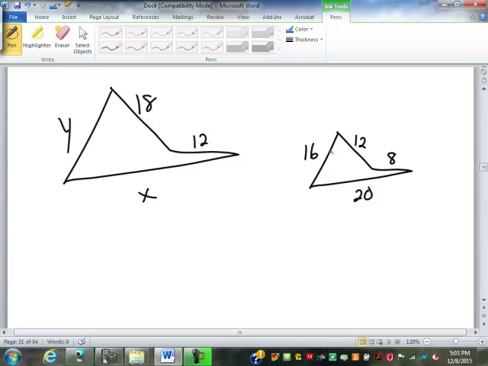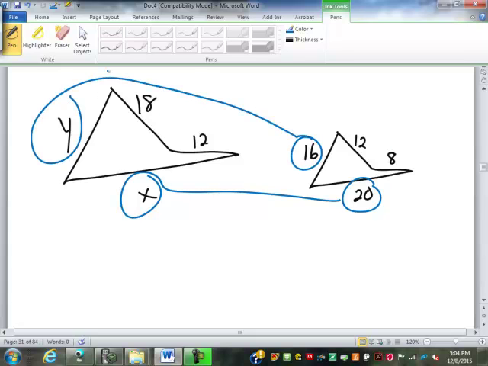Well, I have to find two sides that match up with each other that I know the lengths of. And I actually have two pairs of those here. I can use either one of them. 20 matches up with the x. 16 matches up with the y.